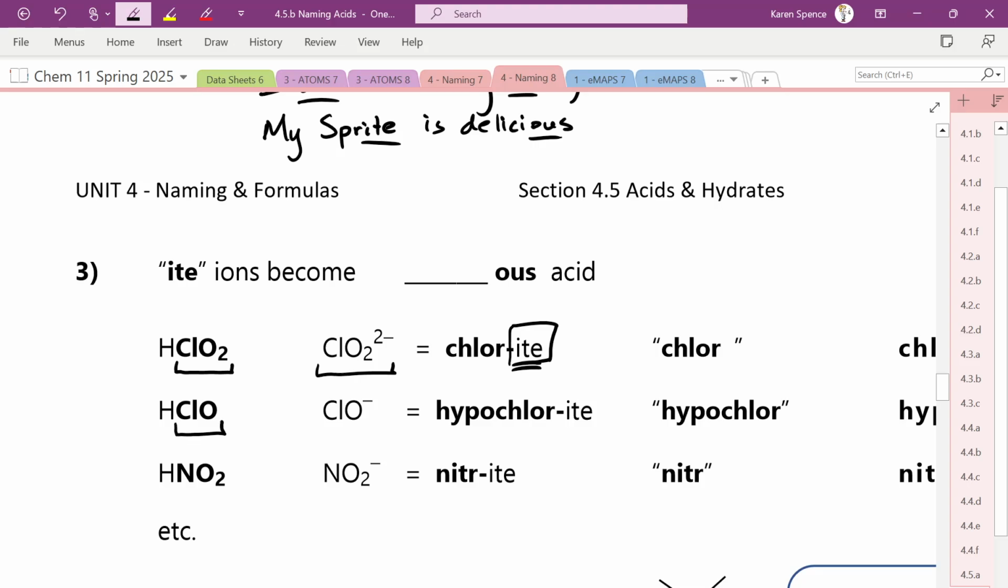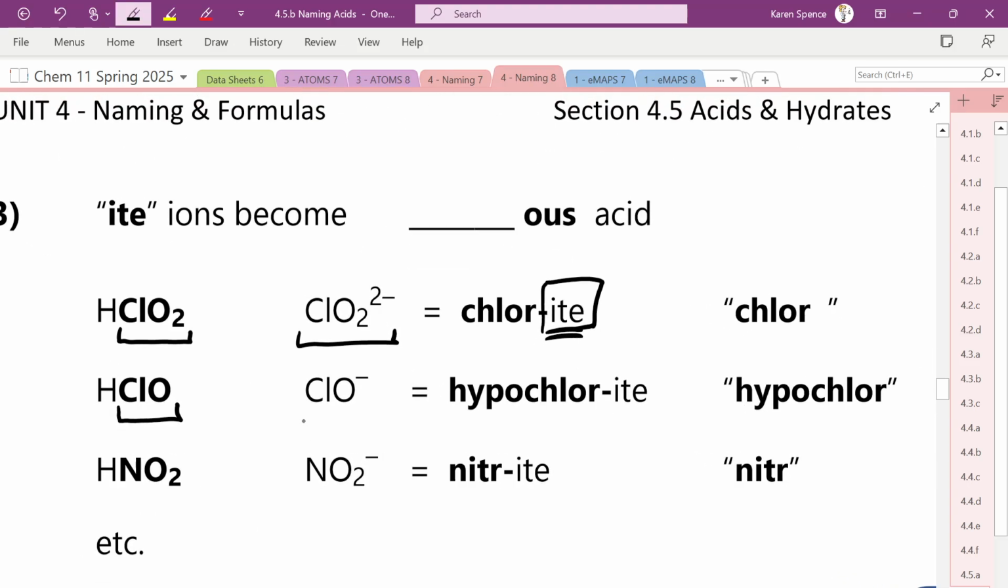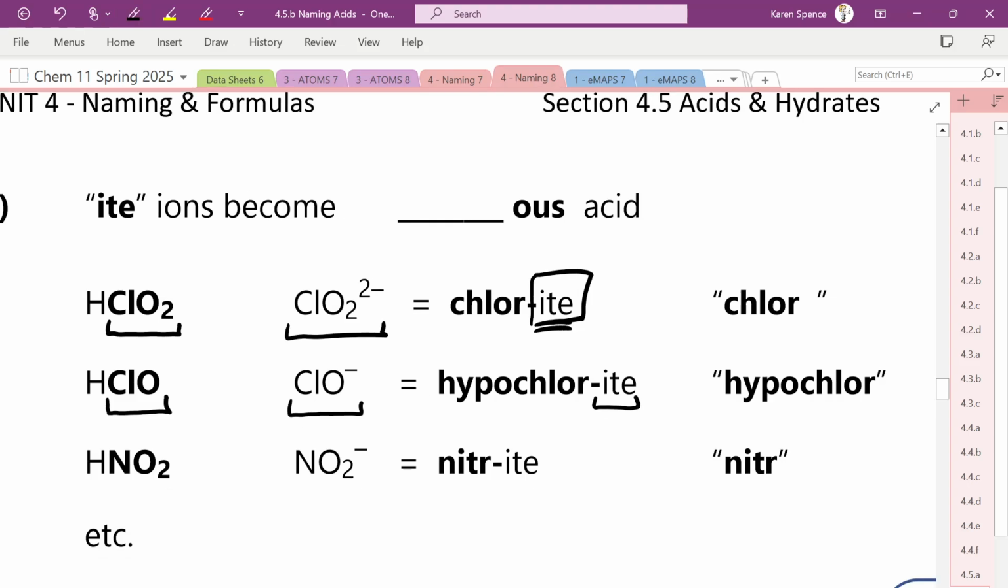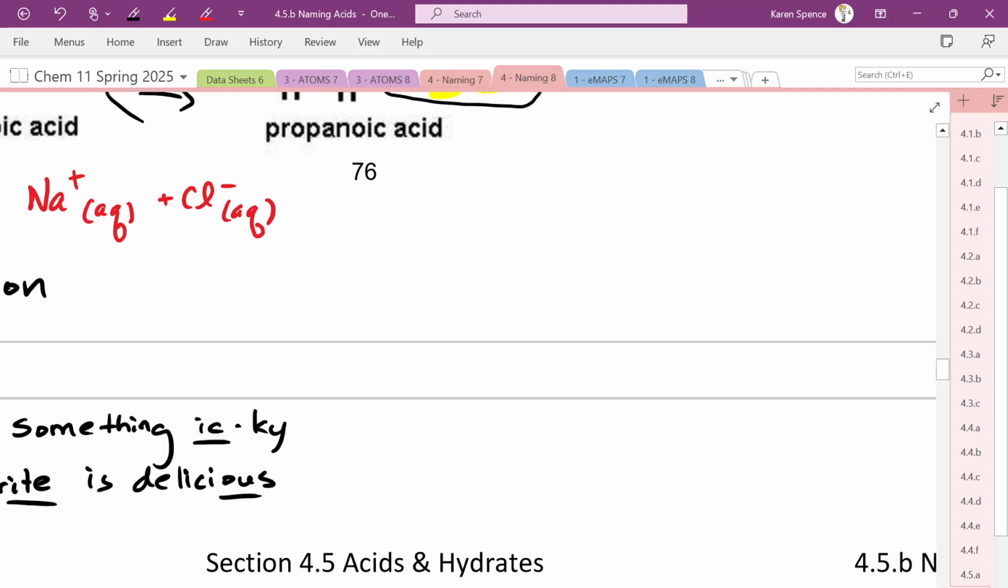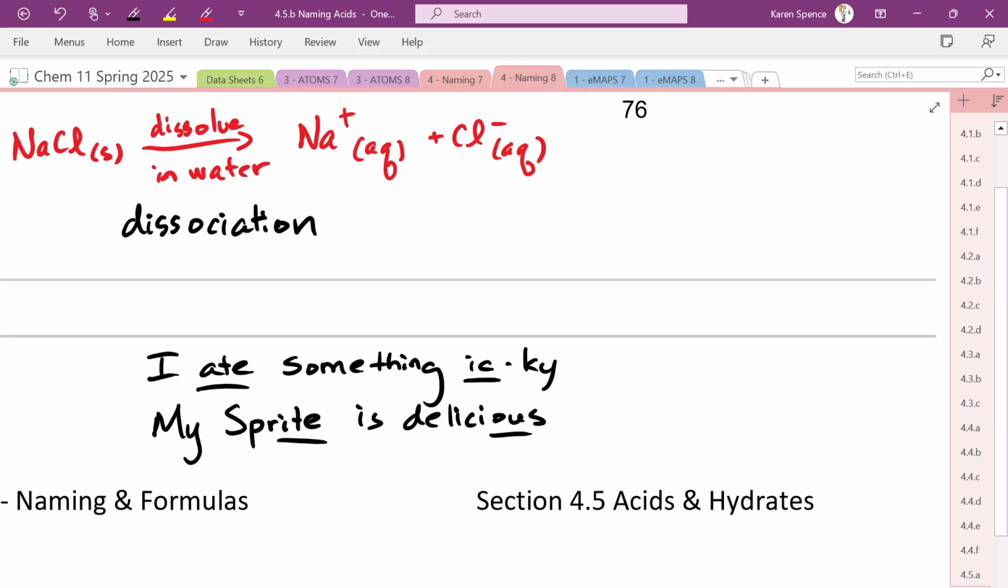HClO, that comes from the ClO minus ion. That is named hypochlorite. So you take away the ite and you're left with the hypochlor. And then what do you do? You stick an ous on the end. Hypochlorous acid. Okay? So those are two of the rules. I ate something icky. My Sprite is delicious. And there is a third one. What is the third rule?